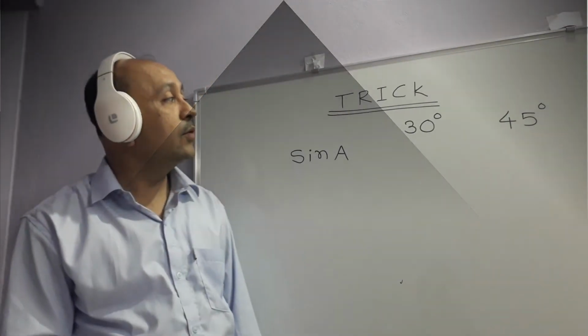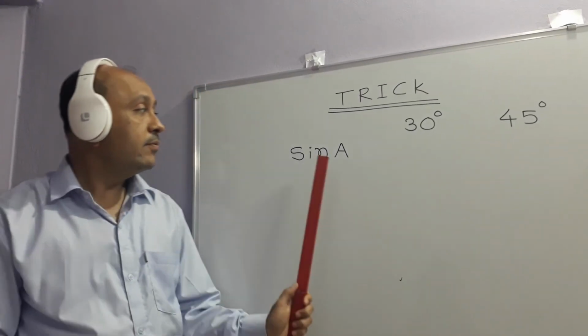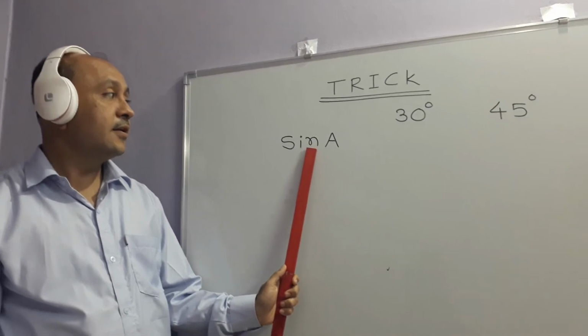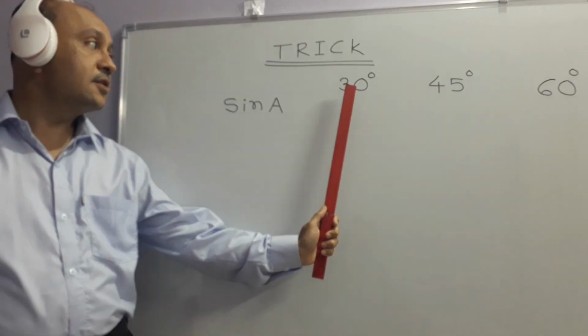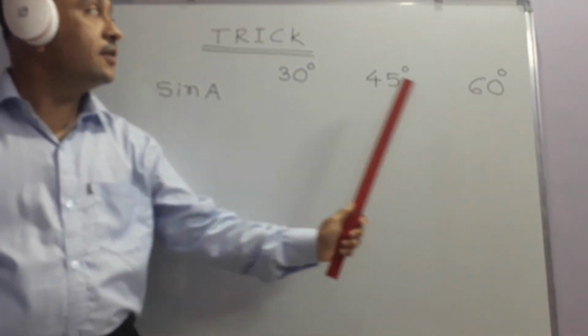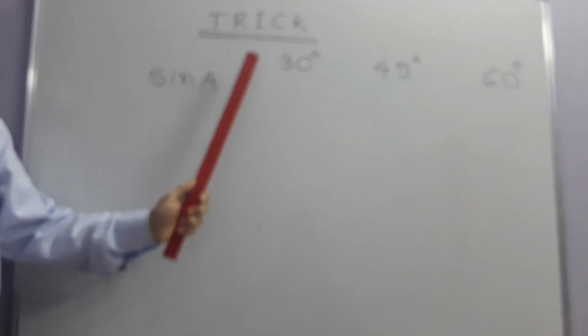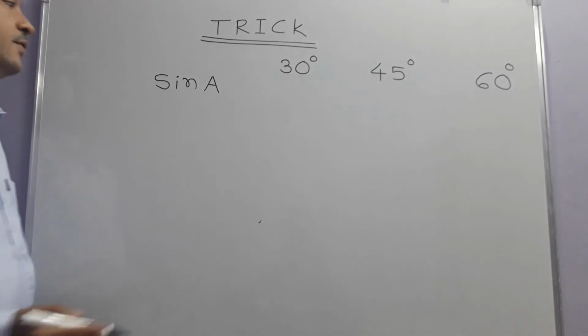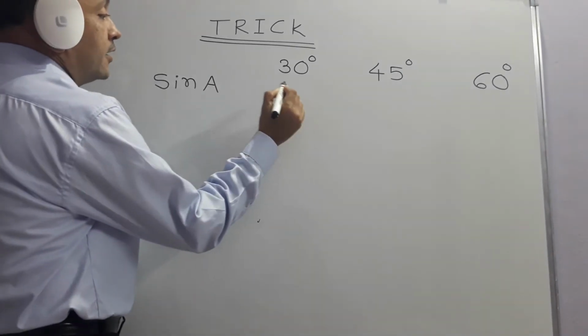Yes, I told you that while preparing the table, you should remember the values of the sine ratio for the angles 30 degree, 45 degree and 60 degree. Otherwise there is a trick. So what is the trick? See here carefully. There are 3 steps.